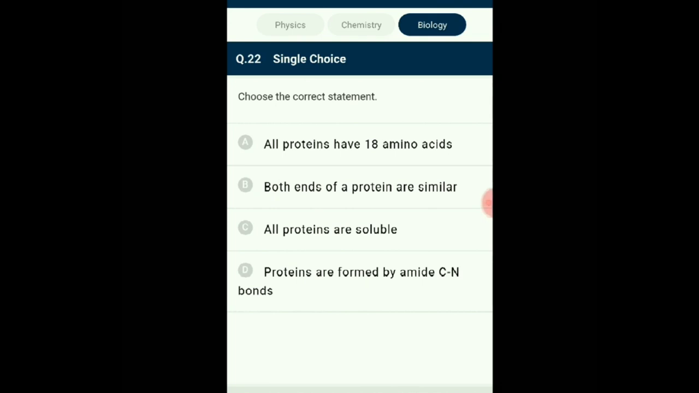There is an N-terminal and C-terminal present in all the proteins. The solubility of a protein in water depends on its 3D shape. Usually, globular proteins are soluble while fibrous ones are not. A peptide bond is a type of covalent bond, an amide carbon-nitrogen bond, formed between the carboxyl group of one amino acid and the amino group of another amino acid. So the answer is option D. Proteins are formed by amide, that is C-N, bonds.